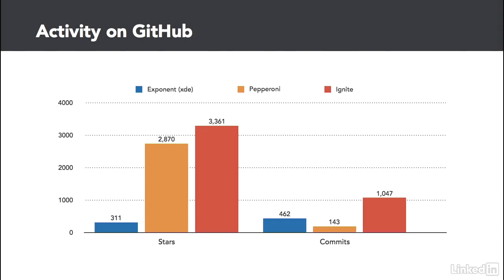So on this slide, I just wanted to quickly show you the activity on GitHub. Exponent is fairly new in this space, so if you take a look at the fact that it only has 311 stars, but there's a lot of commits, so there's been a lot of activity recently, and you can take a look at the others as well. So this is just a reference for you to take a look at when you wonder if there's activity from the contributors or developers around those frameworks.